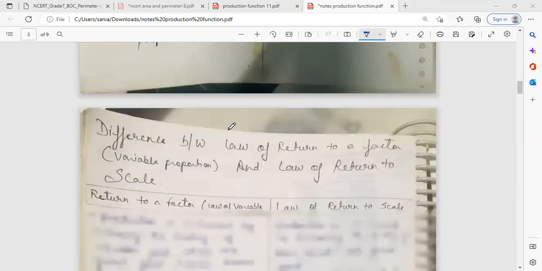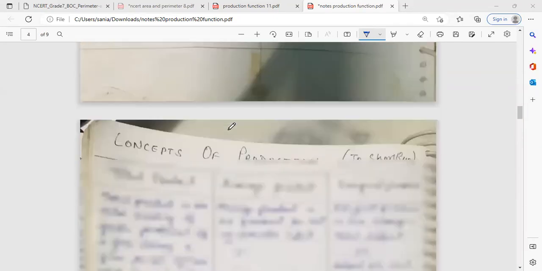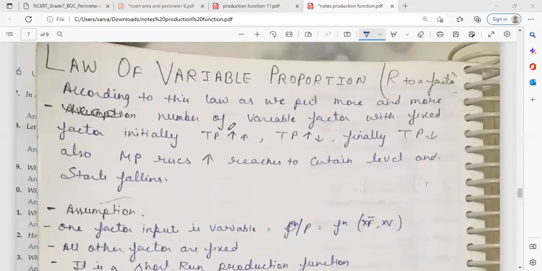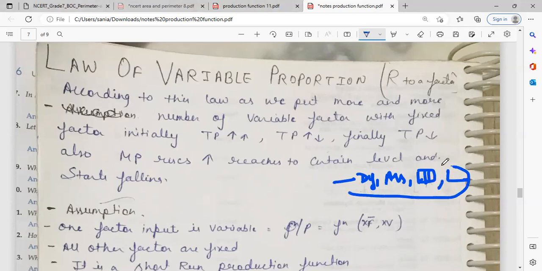Okay, so now let's quickly move to the next thing, which is first we will do law of variable proportion. So let's see what is law of variable proportion. Whenever we are studying any law, you have different stages for that. First of all you define it, then you write the assumption, then you draw the table, which is known as schedule, and then the graph. These are the 4 stages you have to show in any law. So first you will define it, second you will write the assumption, third you will draw the schedule, and then you will draw the graph.